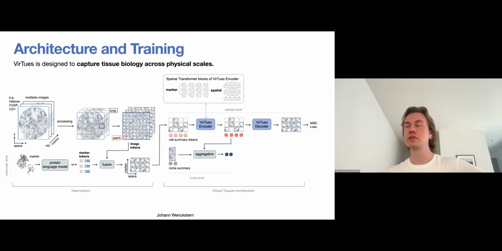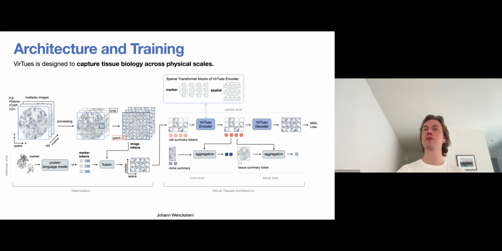And finally, for evaluation, we have different aggregation mechanisms to aggregate the cell summary tokens into niche summary tokens and tissue summary tokens, either self-supervisedly, that means simply by taking a mean operation, or if we have a specific downstream task at hand, through an attention-weighted aggregation mechanism, which is fine-tuned and trained on the specific task we're aiming for.